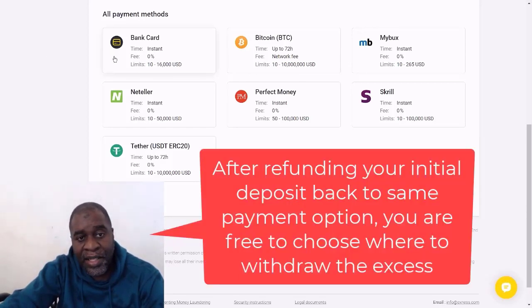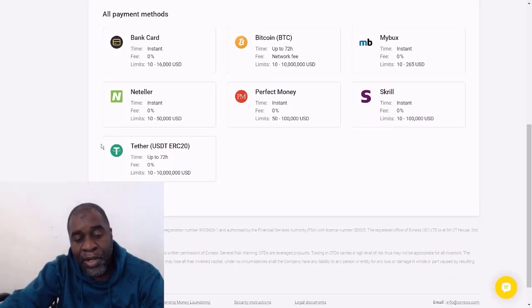So if you deposited, let's say $1,000, and then your balance is now 1,100 and you need to withdraw 1,100. You are required to withdraw the 1,000 back the method you deposited. So if you deposited by card, 1,000 has to go back to the same card you used to deposit. If you deposit by Bitcoin, $1,000 equivalent has to go back to Bitcoin. If you used Mybux, 1,000 has to go there. If you use NetTeller, 1,000 goes back there. Perfect Money, 1,000 goes back there.